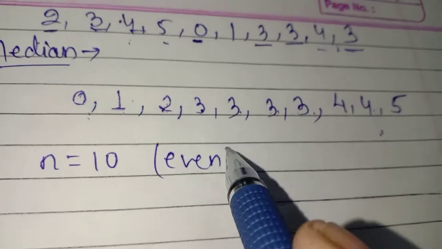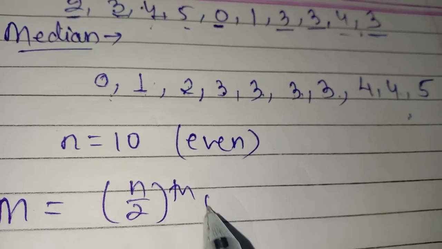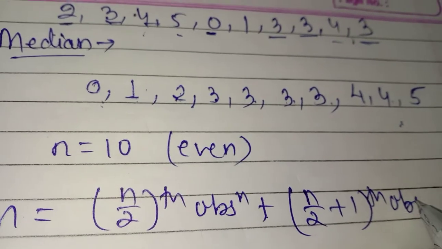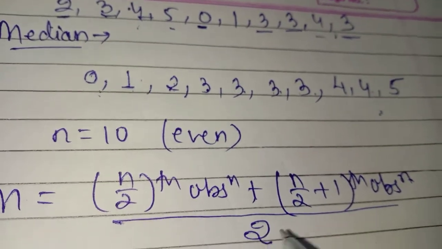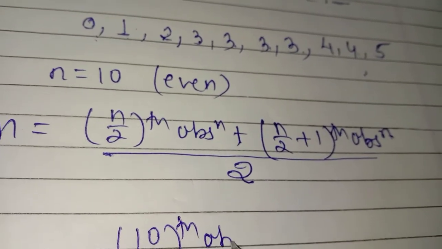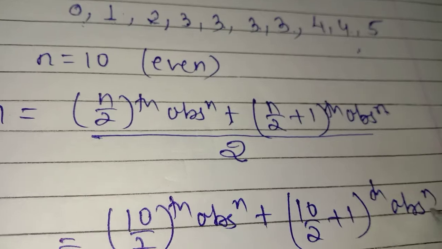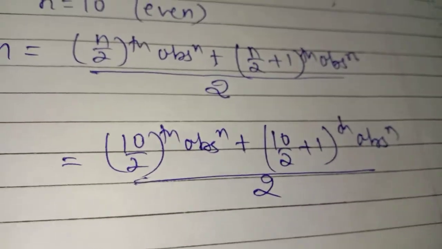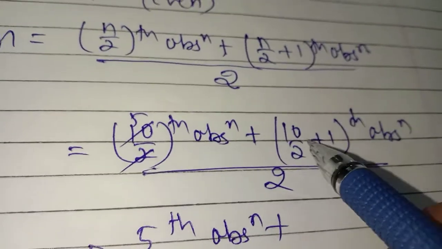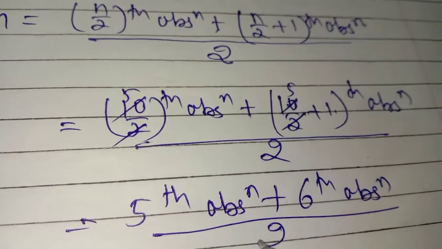It is even. So the formula will be median M is equal to the n upon 2th observation plus the n upon 2 plus 1th observation, divided by 2. Now the value of n is 10, so the 10 by 2th observation plus the 10 by 2 plus 1th observation, divided by 2. So 2 5s are 10. We'll write here the 5th observation plus the 5 plus 1, 6th observation, divided by 2.